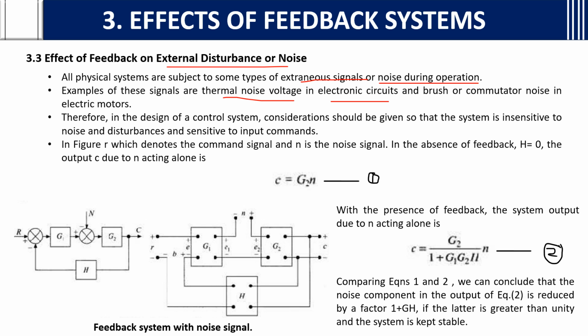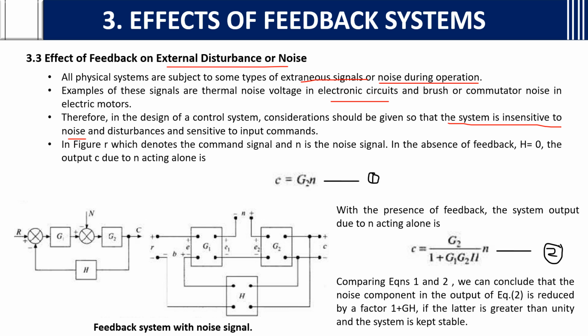So, the effect of feedback on external disturbance or noise. Therefore, in the design of a control system, consideration should be given so that the system is insensitive to noise and disturbances and sensitive to input commands. The system should not get active when there is noise. It should not care about noise and should give the exact output. Insensitive means it should not consider noise or disturbances, and it should be sensitive to input commands.